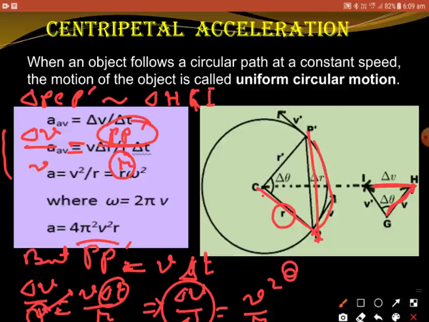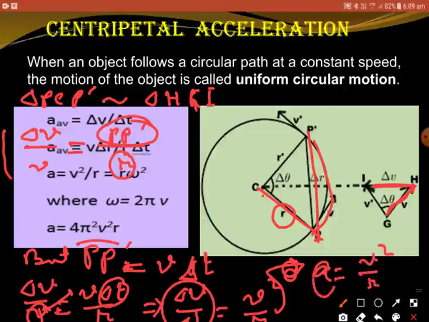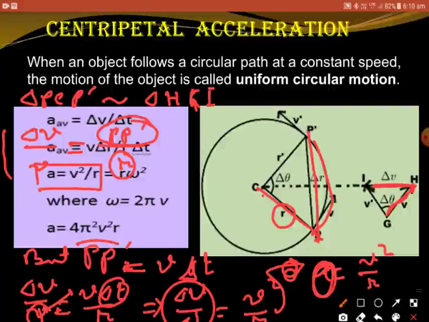Your acceleration A, from here you can come here. Your A will be equal to what? V square by R. What is this A? This A is nothing but the average one, so we can write it as average here. Average acceleration is equal to V square by R. Got it? But what is this V?